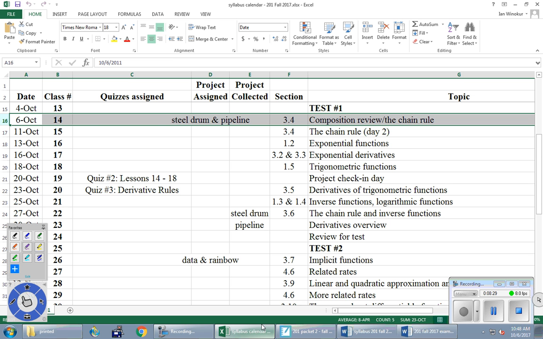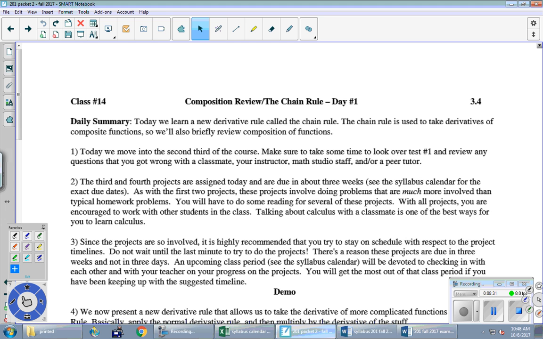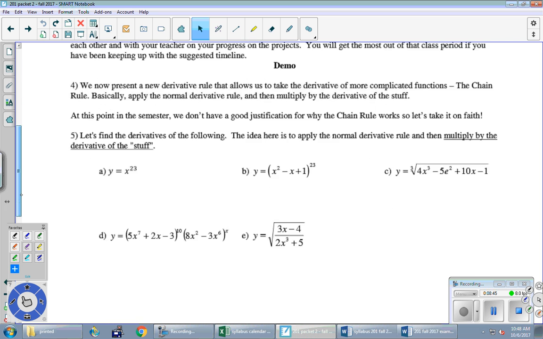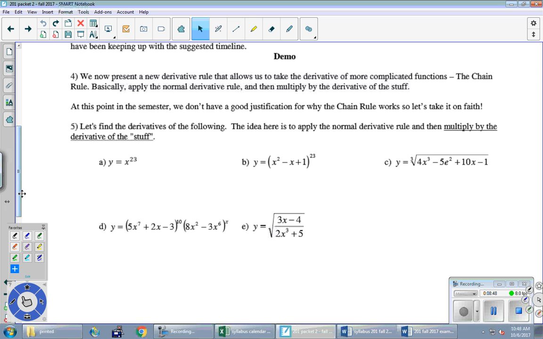All right, so I think we're good. Let's jump in here on page 7. Today we learn a new derivative rule called the chain rule. The chain rule is used to take derivatives of composite functions, so we'll also briefly review composition of functions. All right, so let's jump down here to the demo.